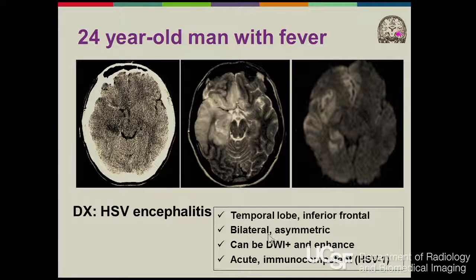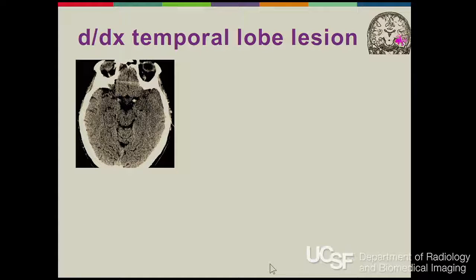Bilateral is often how it presents, but it's usually asymmetric. It can have reduced diffusion. You can have enhancement. It's a very rapidly progressive disease, and it can often occur in the immunocompetent patient. There are differentials to consider. Again, you always think about HSV and mention that when appropriate.